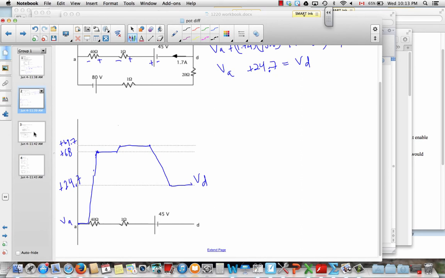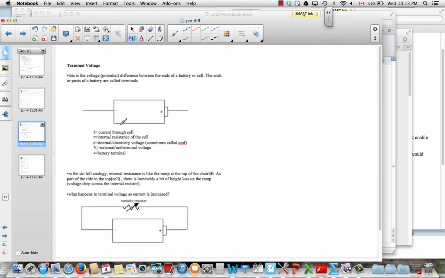Let's now look at a similar problem, the problem of calculating the terminal voltage of a cell. So a cell we can imagine, or we can represent electrically as being an EMF and a little bit of resistance. This is called the internal resistance of the cell. And this is the internal voltage, or the chemistry voltage, or the EMF.